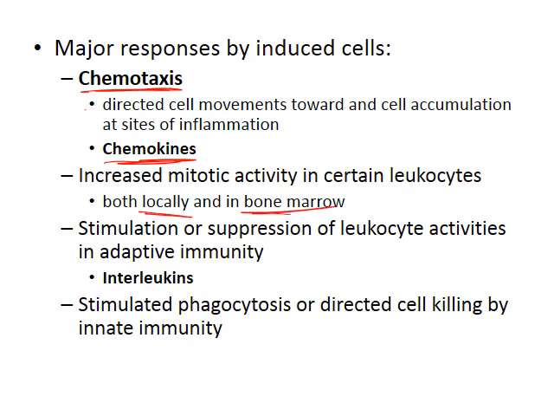So if you remember last time I was talking about how the bone marrow is able to respond to the needs of the body to produce leukocytes, this is how it occurs. It also is involved in stimulation or suppression of leukocyte activities in the adaptive immunity. We call these interleukins. And the last way is it actually stimulates phagocytosis or directed cell killing by the innate immune system.